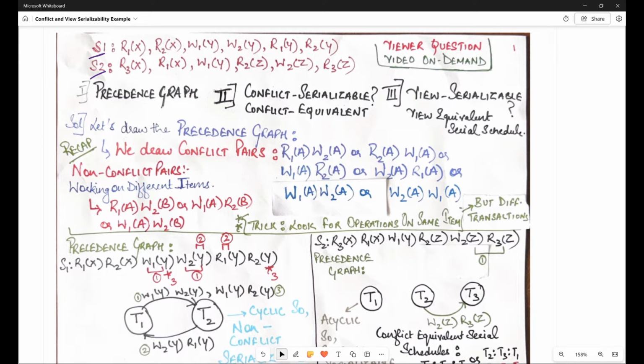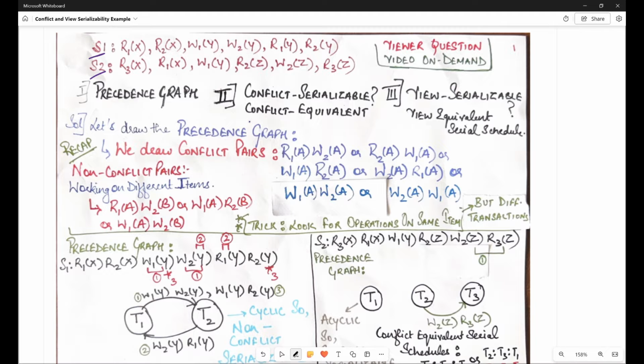First of all, we draw the precedence graph in which we plot the conflict pairs. If the precedence graph has a cycle in it, that means it is non-conflict serializable. So we get to know if the schedule is conflict serializable or not. If it does not contain any cycle, so if the precedence graph is acyclic, then it is conflict serializable, and any schedule which is conflict serializable is also view serializable or is also serializable.